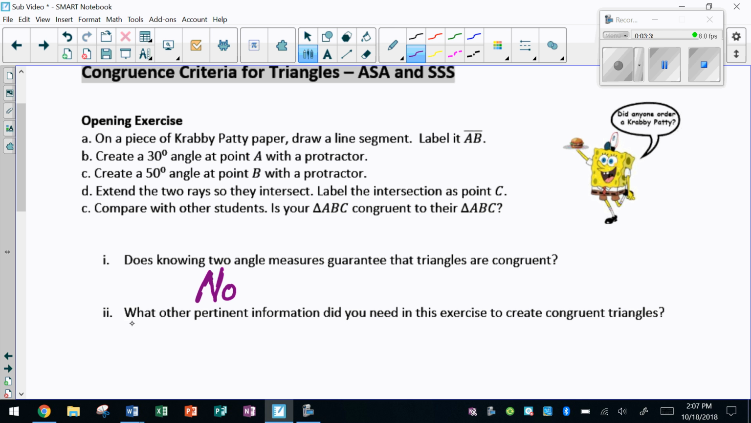So here's the million-dollar question. What other pertinent information did you need in this exercise to be able to create the congruent triangles? What did I leave out? What didn't I give you in the directions? And if you thought about it for a second, the first step I told you was on a piece of Krabby Patty paper, draw a line segment, label it AB. I never told you what size line segment to draw. So the other pertinent information we need is the length of AB.